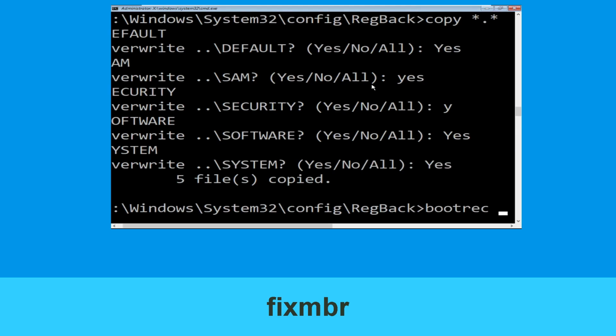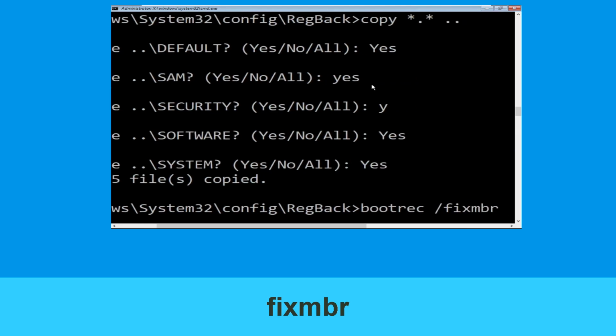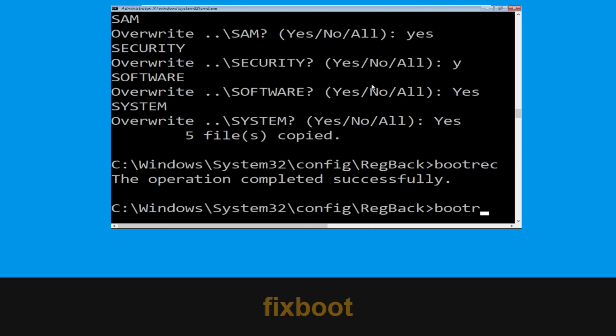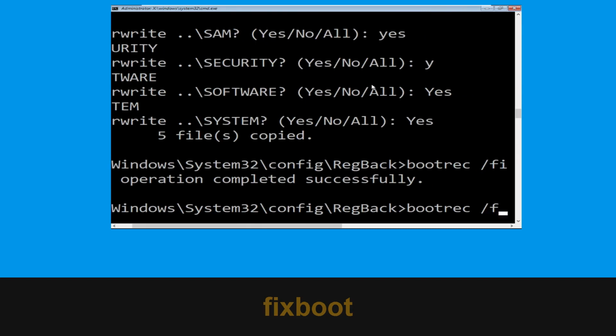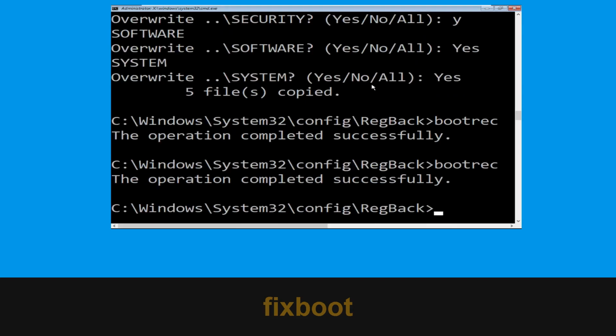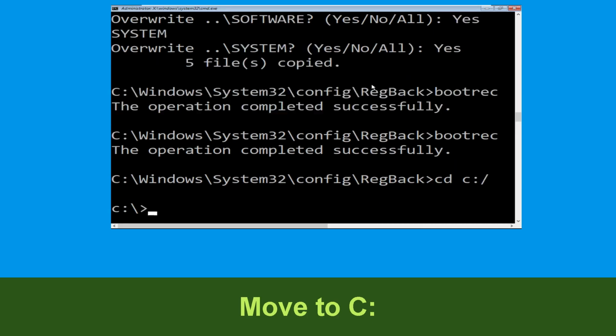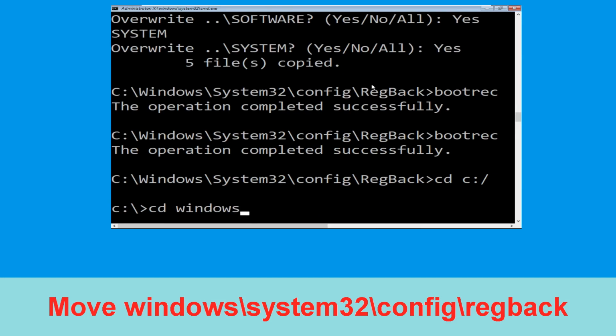Type in bootrec space /fixmbr and hit enter to execute the command. Now type bootrec space /fixboot and hit enter to execute. Now execute this command cd space c:/. Now type this command cd space Windows/system32/config/regback and simply hit enter to execute the command.